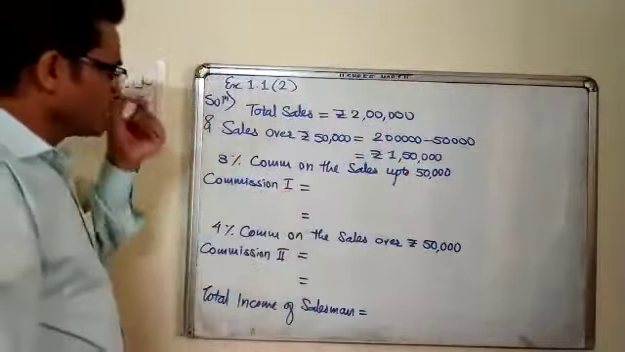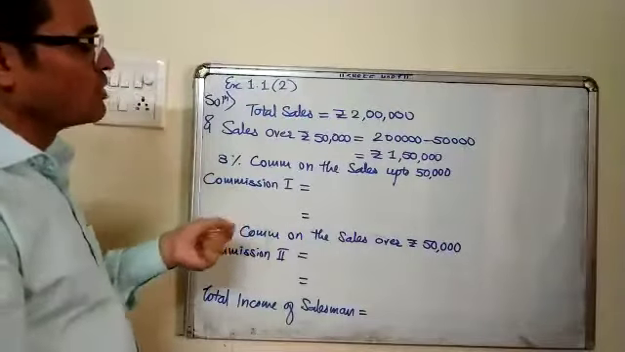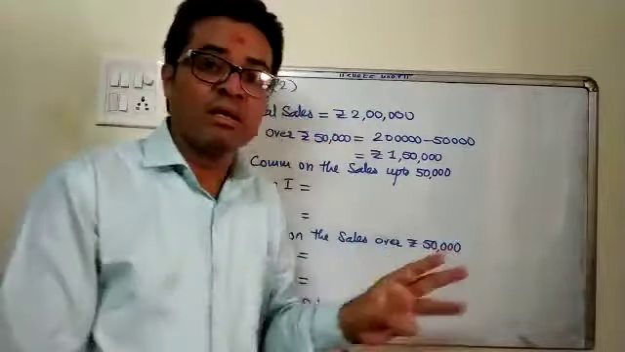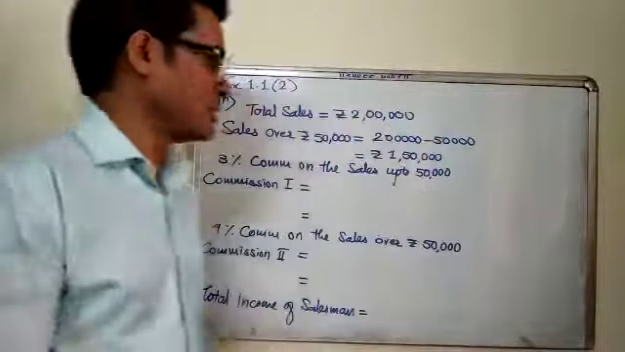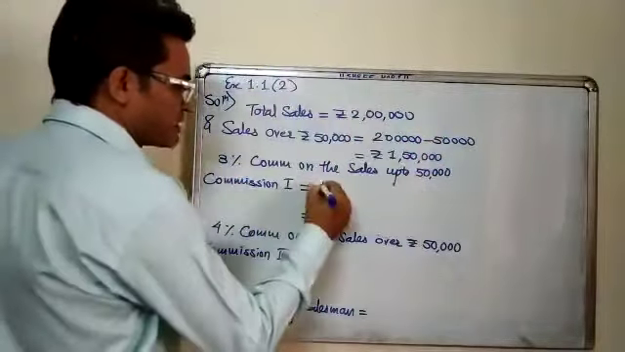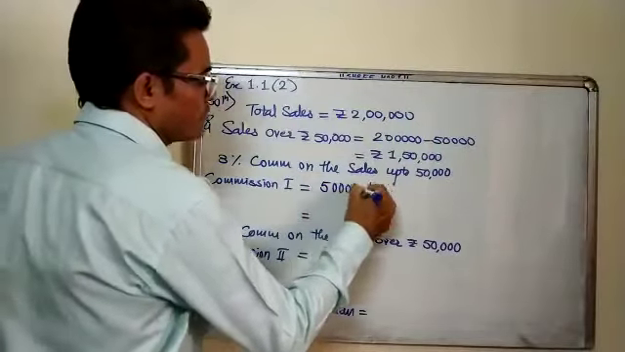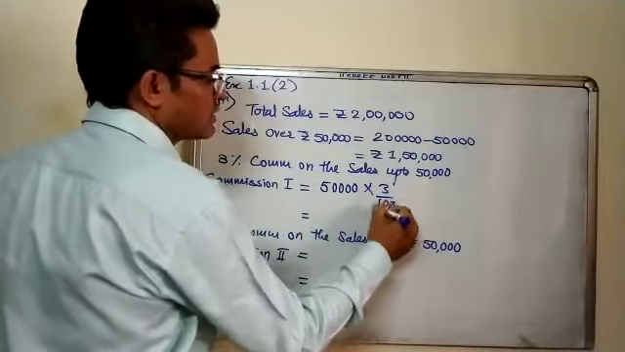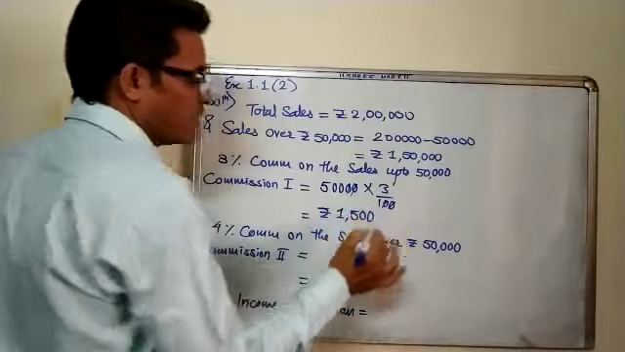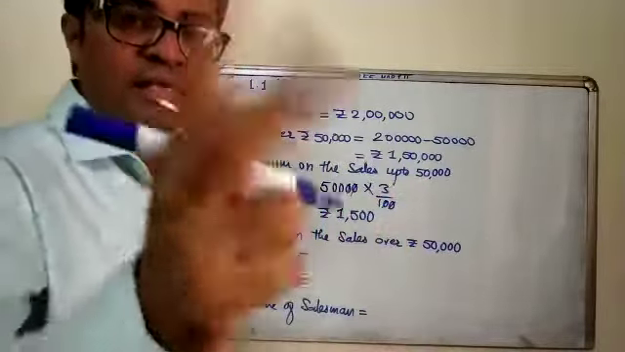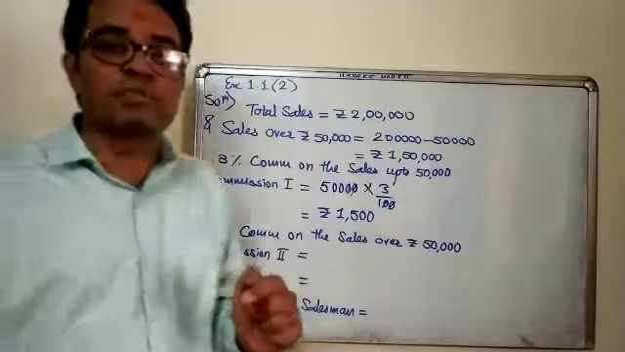Now, 3% commission on the sales up to 50,000 means 3% सिर्फ starting के 50,000 पे मिलेगा. So your first commission, 50,000, 3% comes to rupees 1,500.